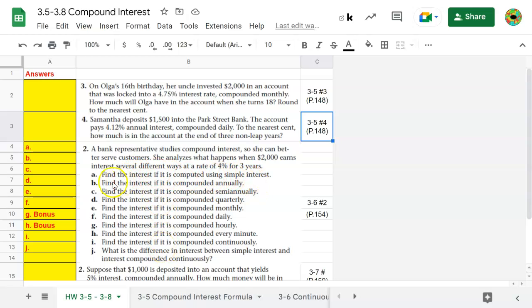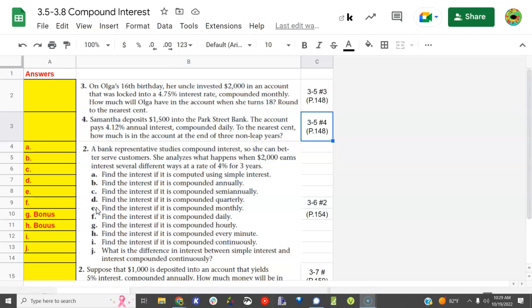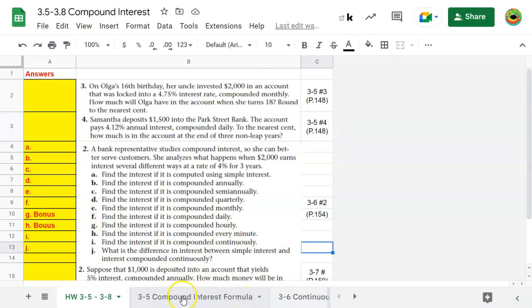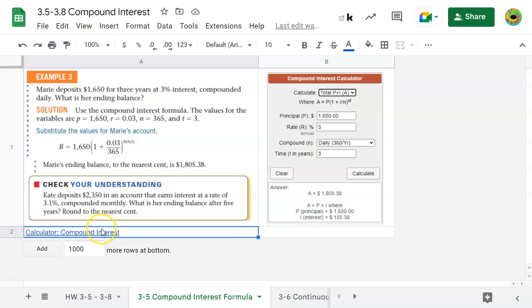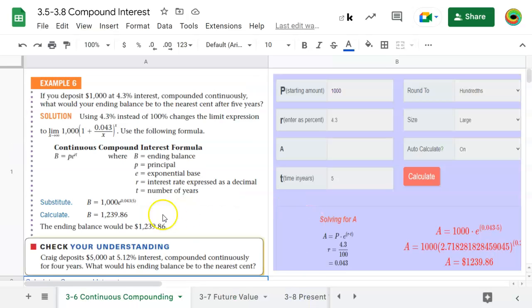Now, for these questions, A, B, C, D, and E, you can use, let's see here, this one, because you can toggle this to however you want to compound it. And then for the continuous, you can use this one. For that last question, you can use this one. So those questions, those A, B, C, all those letters are just a combination of 3.6 and 3.7.